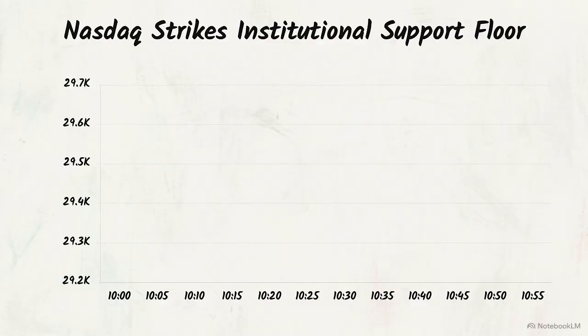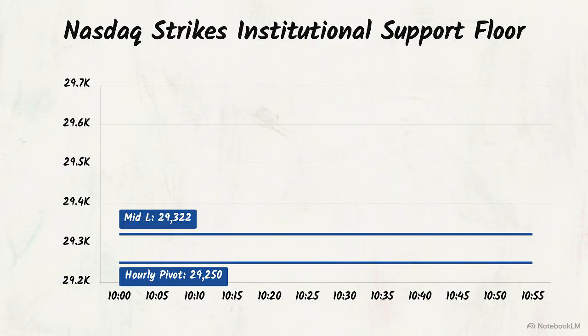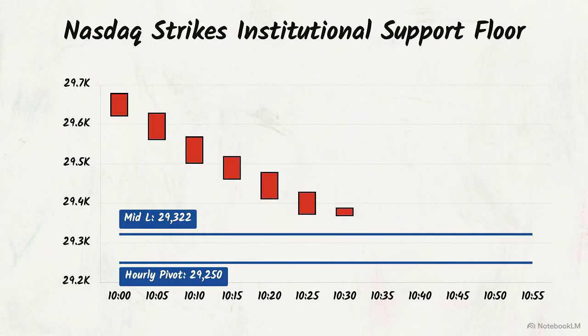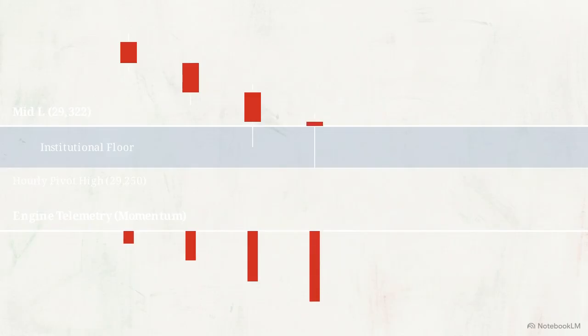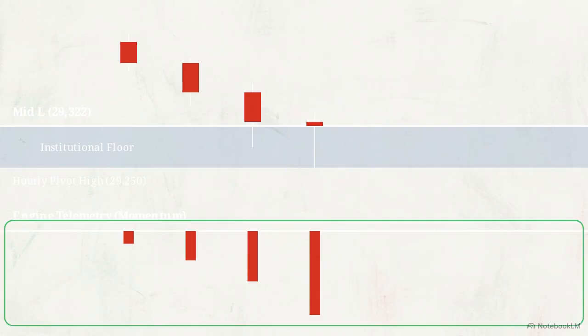This chart tracks the resulting collision. Price cascades down to strike the heavy macro support floor, defined by the mid-L at 29,322 and the hourly pivot high at 29,250. At these critical macro boundaries, we observe the structural rubber band test. The candlestick bodies hold the line, while sharp vertical wicks spear deep past the mid-L support wall, hunting retail trailing stops. This wicking action actively sweeps resting liquidity at wholesale pricing.